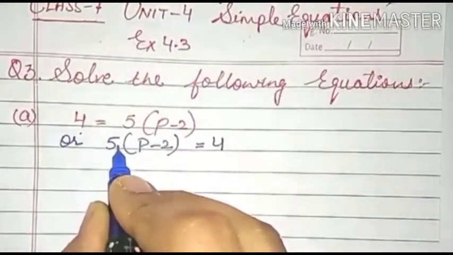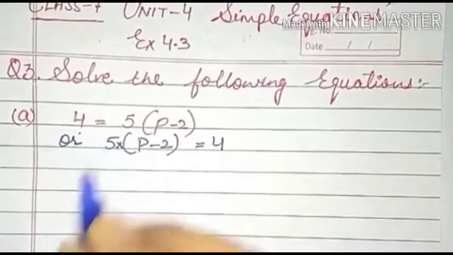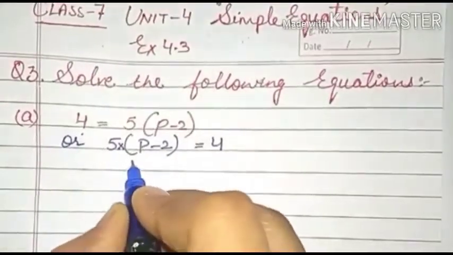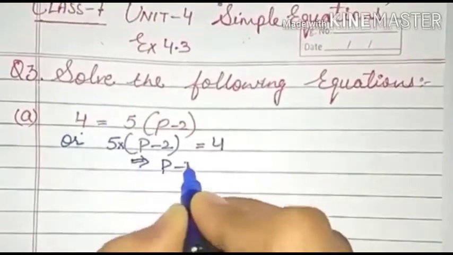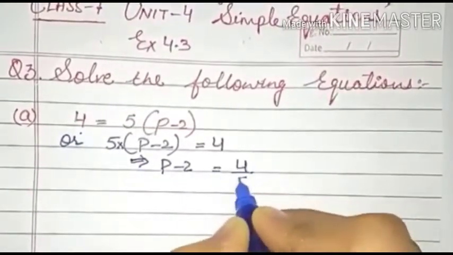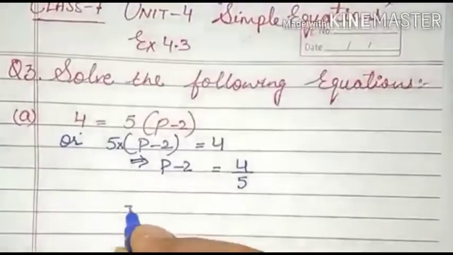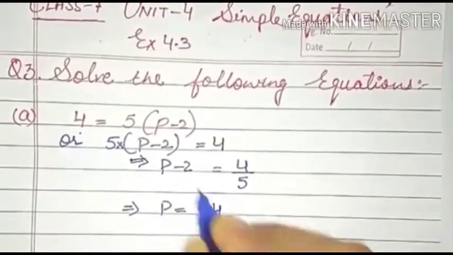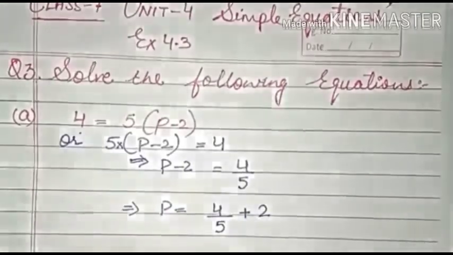Now same way you did question number 2. 5 is multiplied by this bracket, so we'll remove this 5. So what will come? p minus 2 is equal to 4 upon 5. Now we will transpose this 2. It will be plus 2.